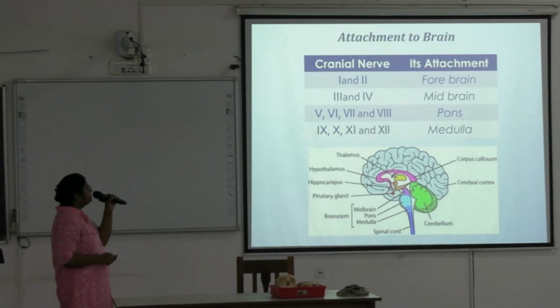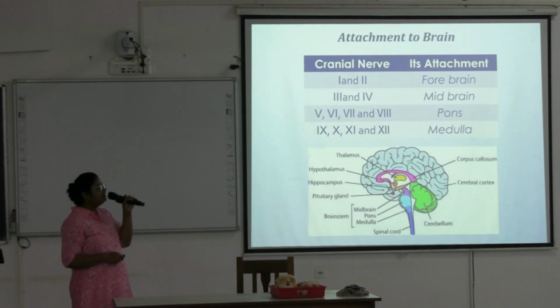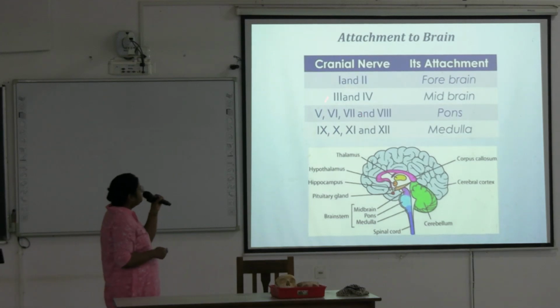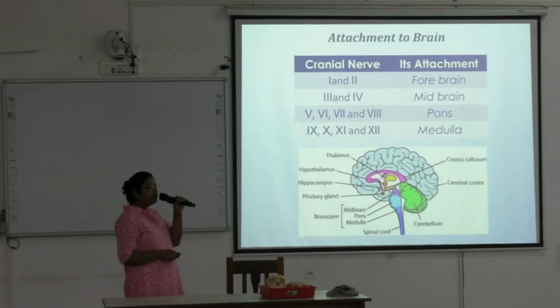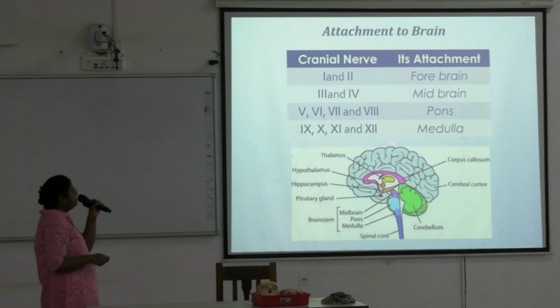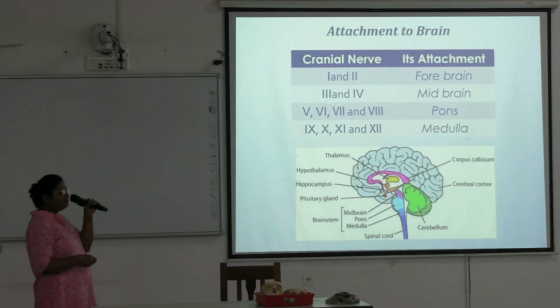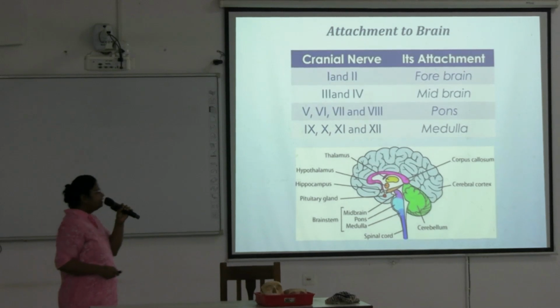So these are the cranial nerves and the parts they come out from. First and second come out from the forebrain, third and fourth from the midbrain, and 5, 6, 7, 8 from the pons, some at the pontomedullary junction. Mainly 5 is from the pons and the rest 3 from the pontomedullary junction. And these from the medulla, as you have seen in the previous pictures: 9, 10, 11, 12.